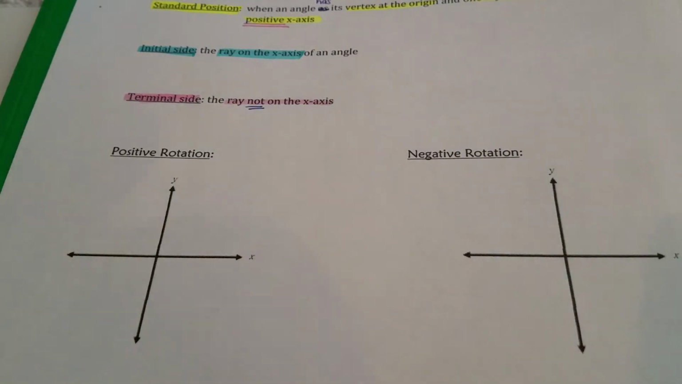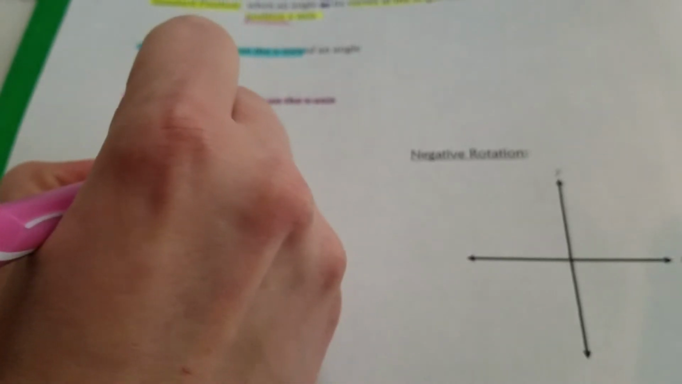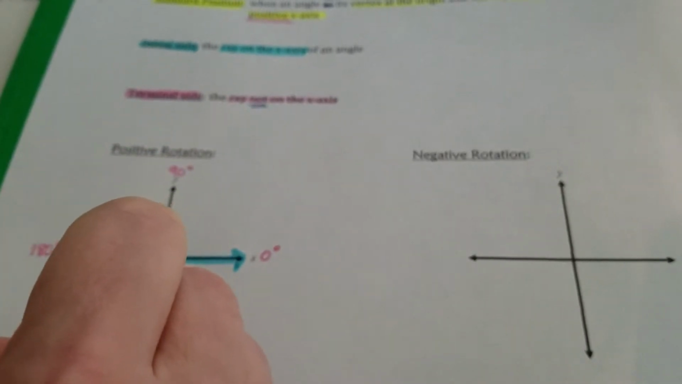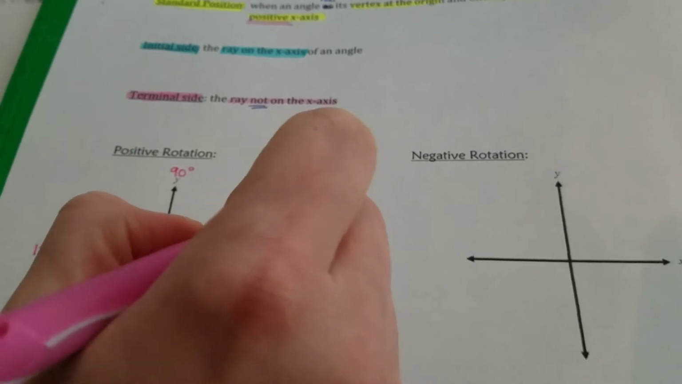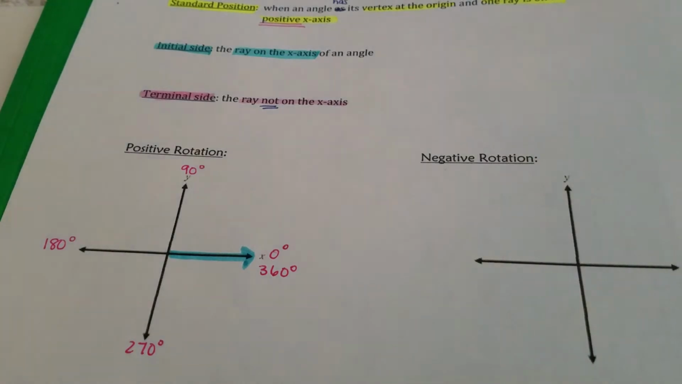for you. With the positive rotation, we are always going to start at 0 degrees, which is right here on the x-axis. This would be 90 degrees, 180. So each quadrant is 90. Add another 90 to 180, you get 270. And then one full time around gives you 360. So 0 and 360 are the same place.